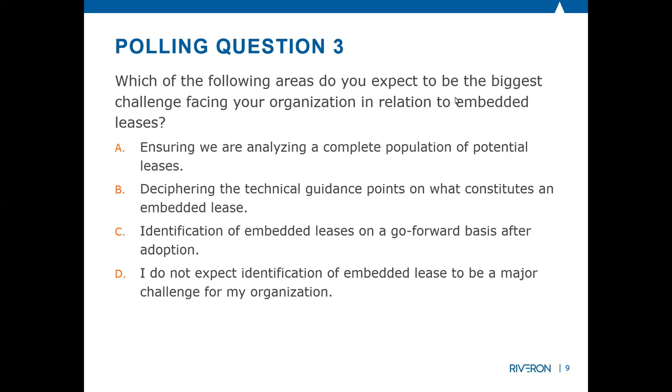All right, so the results of the polling are in. Clear leader with A, ensuring a complete population of embedded leases, which Helen just spent a fair bit of time talking about, and not a whole lot of D, I do not expect identification of embedded leases to be a major challenge. Yeah, sadly, D is not the winner here. Like I said, the embedded lease identification is a tough one. But it looks like everybody's kind of on the right path here, right? The complete population is kind of a bit of a black hole. So, good times. All right. We will move on now.